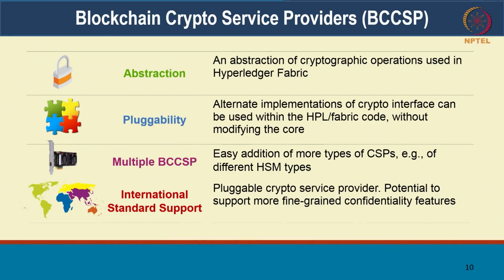The next aspect of it is the crypto service provider. So these are the cryptographic algorithms or the operations that you would use based on the identities that you have. Right? So one of them that is implemented is the elliptic curve based digital signature.